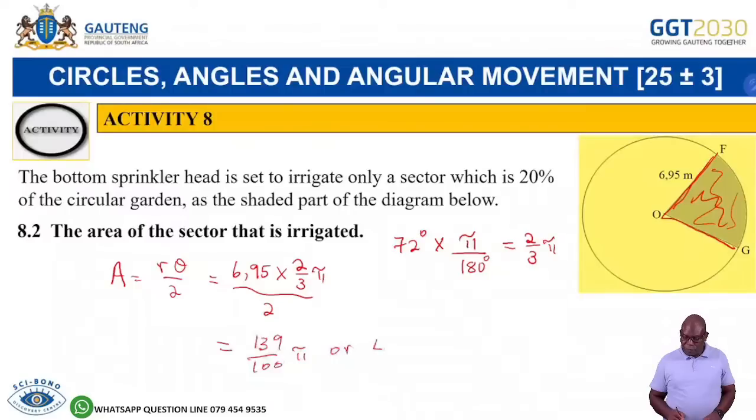Then I'll get 139 over 100 pi, or I can write this as 4,737. Remember, it's square meters. We're talking about meters, area, so it's square meters. So I must get it as square meters. Okay.